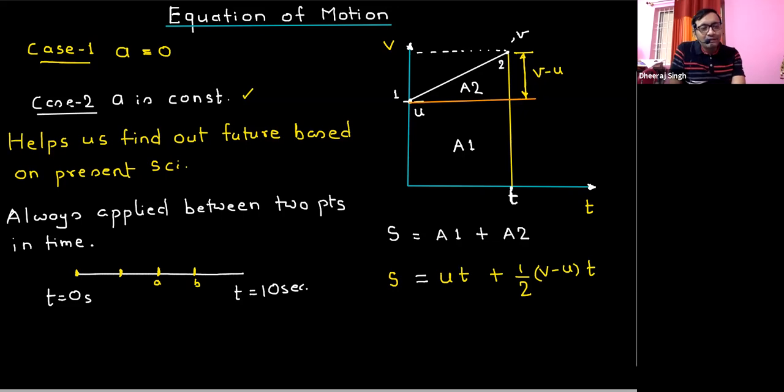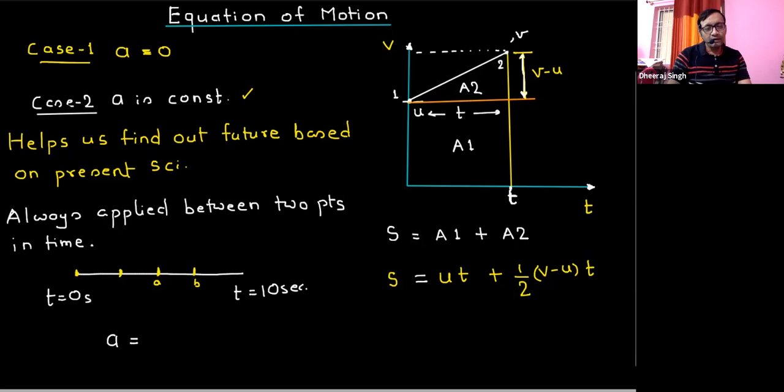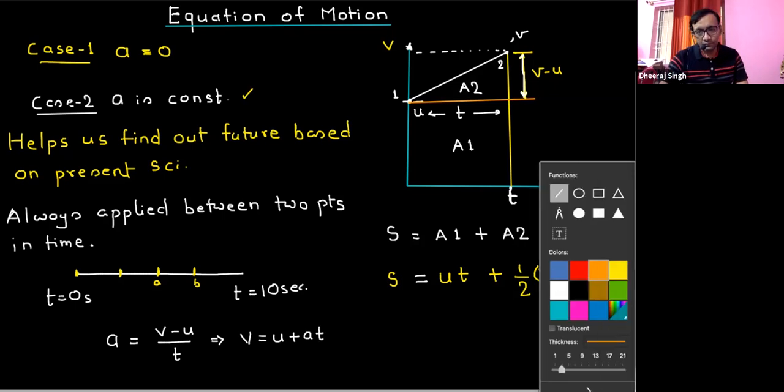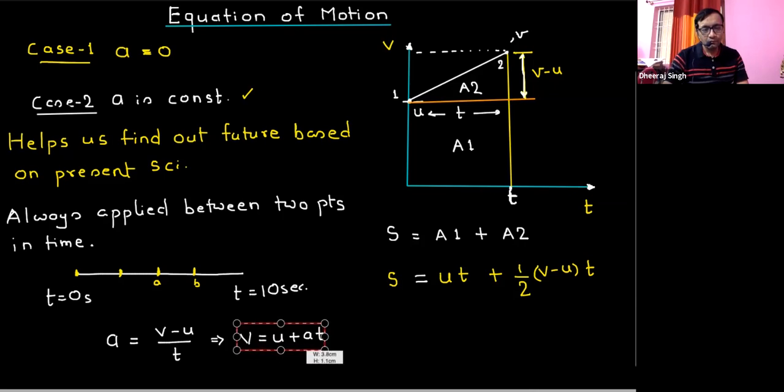But sometimes the constant acceleration is given. Let's say acceleration A is given to us. So can I use acceleration in this equation? If acceleration is given, how do I write acceleration? Between point 1 and 2, constant acceleration is A. A is equal to what? Average acceleration is change in velocity divided by time. This is what we have studied, right? So acceleration is V minus U divided by T. So from here, the first equation of motion, you'll get it as V is equal to U plus AT. Anyone has any doubts till now?